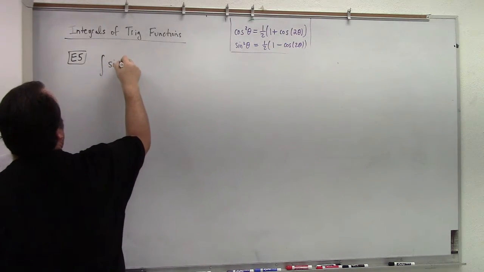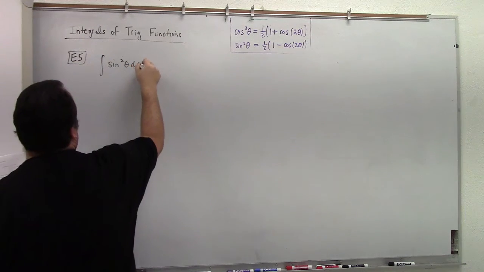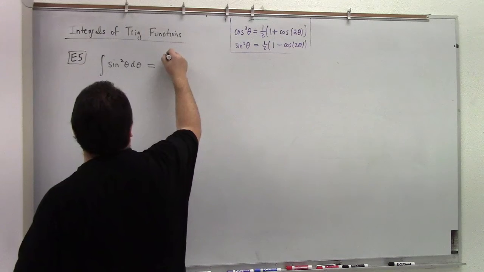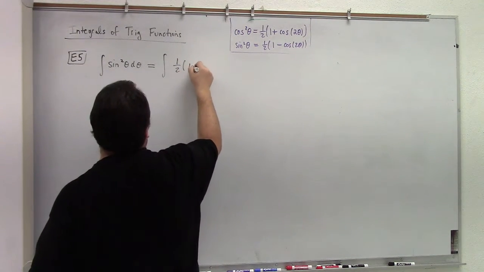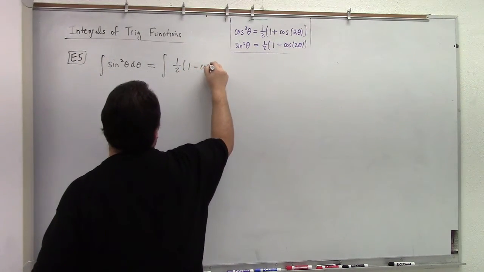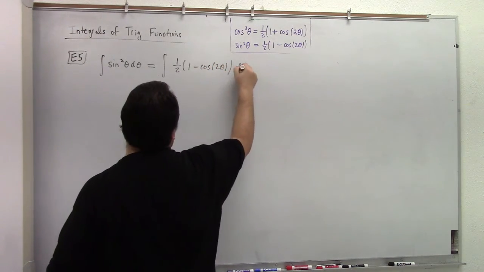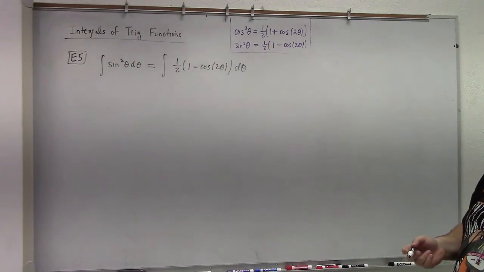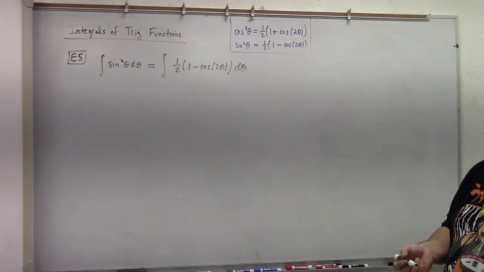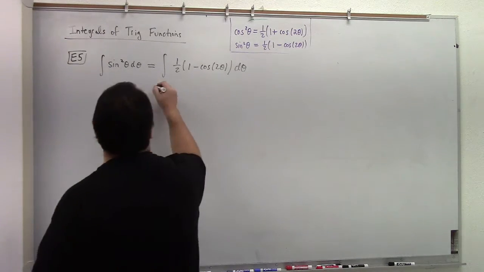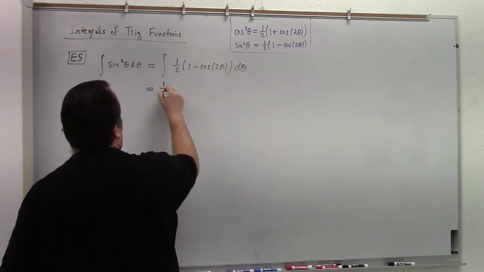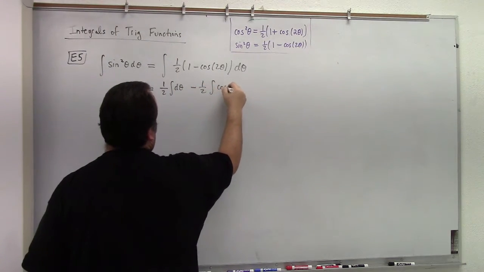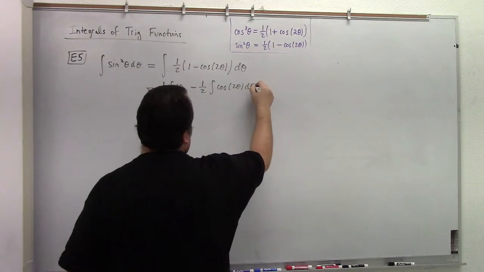So I have already done sine to the 4th, so this is going to be very anticlimactic, given that we've already done sine to the 4th. Well, integral of sine squared, that's the integral of 1/2 of 1 minus the cosine of 2 theta d theta. Right, and so we can break that up into two integrals. That's 1/2 the integral of d theta, minus 1/2 the integral of cosine of 2 theta d theta.